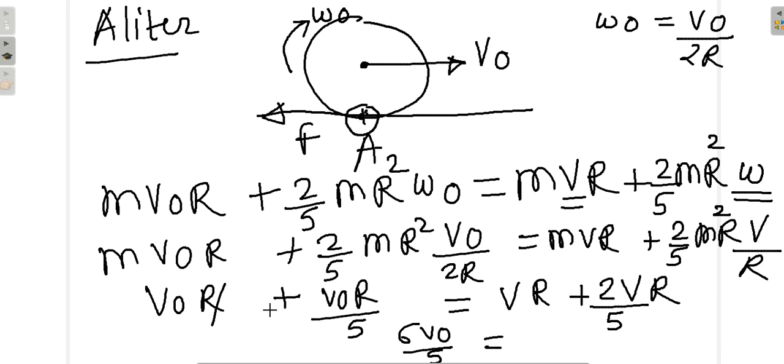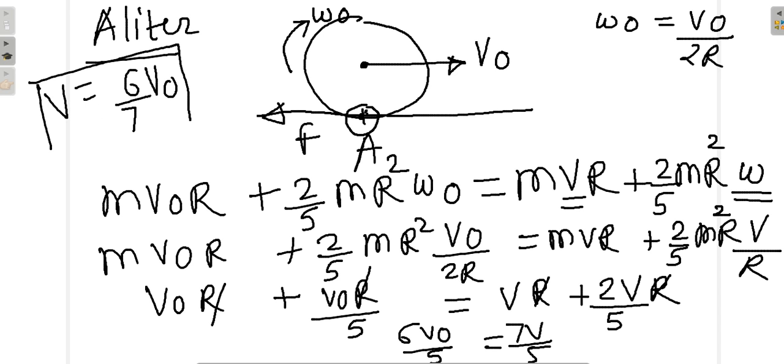R is cancelled everywhere. I am cancelling R. You can see here this goes, this goes, this goes, this goes. 5 plus 2, 7 V upon 5. You get the same answer. You can see V is 6 by 7 times V naught. So this is another method by which you can find a solution.